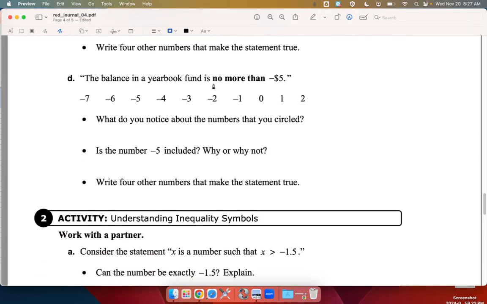Now, this is the phrase that we're going to have a little help with in our notes when we get to it next time. We were doing notes on that first lesson. There's a table to help us with these phrases. But here, when we don't have the table, the balance in a yearbook fund is no more than -$5. So again, in class, you'd circle numbers first, and then we talk about it. But here, no more than -$5. So could you have $2 in the account? Is that no more than -5?